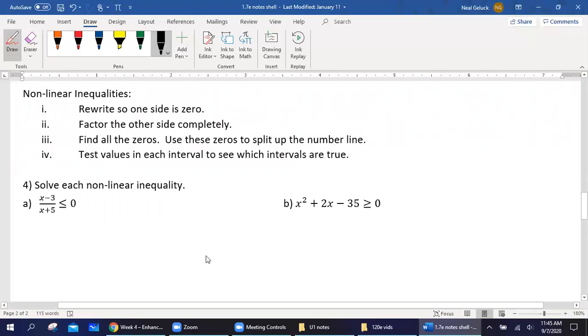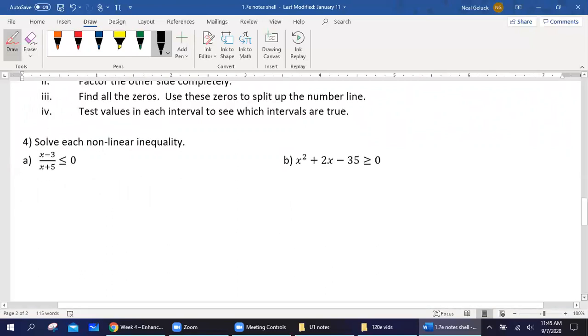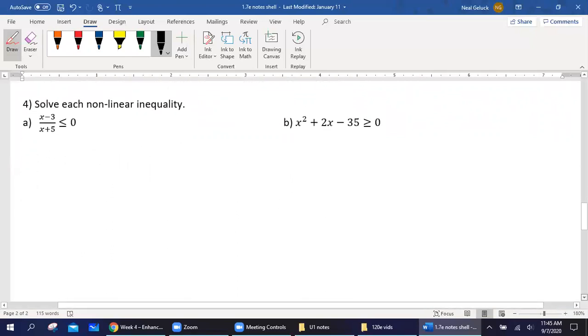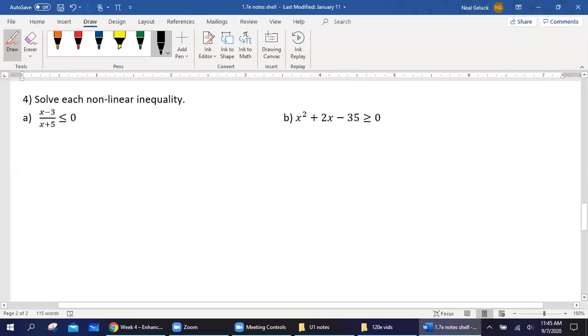The zeros are what make the factor 0, the zero factor property. So that would be 3, because 3 makes the numerator 0, and negative 5. That makes the denominator 0. Now, these become critical points. So we're actually going to draw a number line.